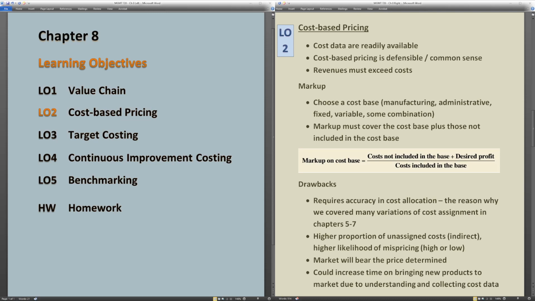The other idea about cost-based pricing, in other words, taking the cost and then marking it up, is that you are assuming that whatever the markup is, you take your cost plus whatever percent or amount of profit you want to add, that the market will bear that cost. Now, in some situations, that's true. Other cases, it's going to be more competitive.